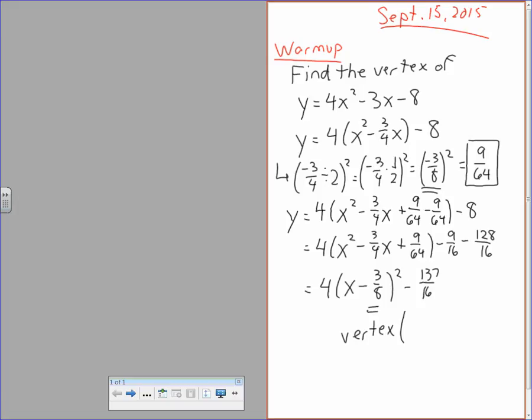Yeah. 2 over 8. Good. Okay, right. It's going to switch, right? The x switches. Is this opening upwards or downwards? You were so good. Almost wrote it down.